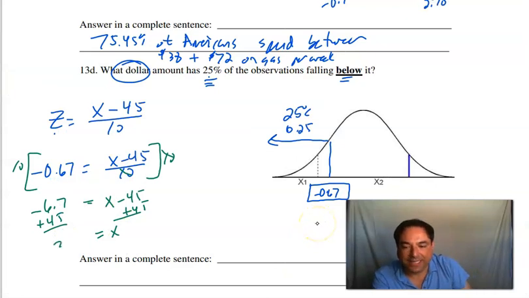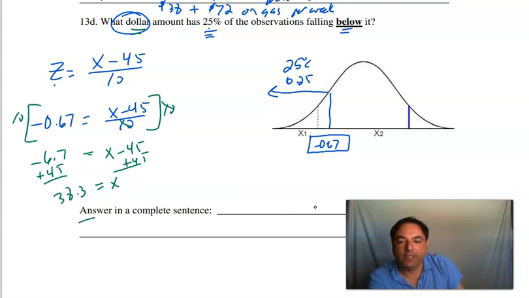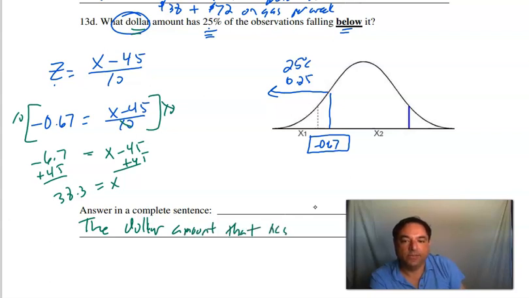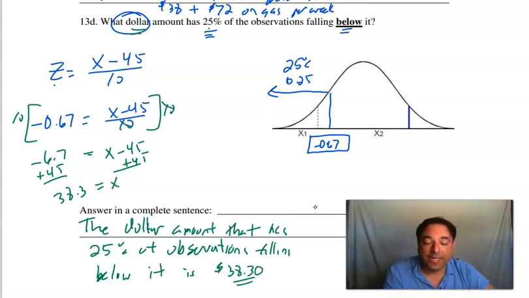38.3. Now again, what is that? Remember, we are looking for the dollar amount that has 25% of observations falling below it. So, taking the question and rewriting it, the dollar amount that has 25% of observations falling below it is $38.30. So what does that mean? If you spend $38.30 per week on gas, you're in the bottom 25%. Okay?